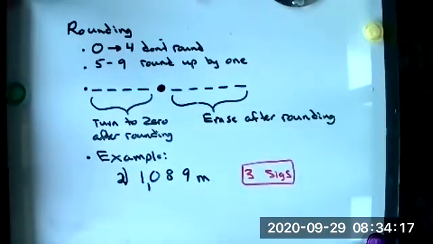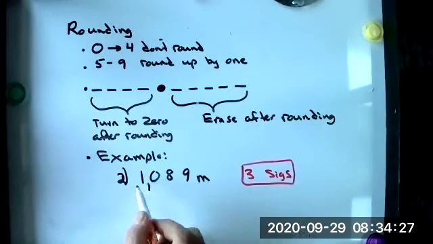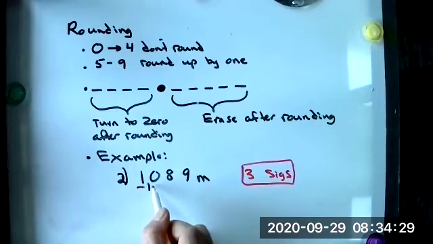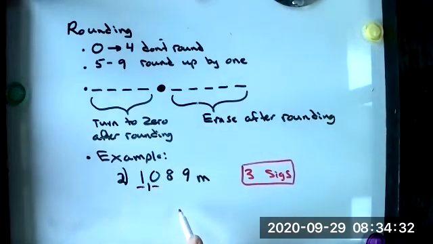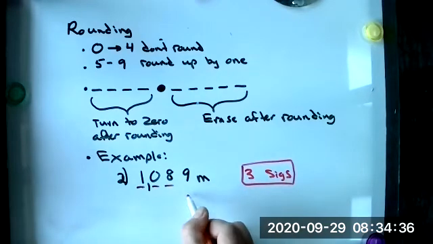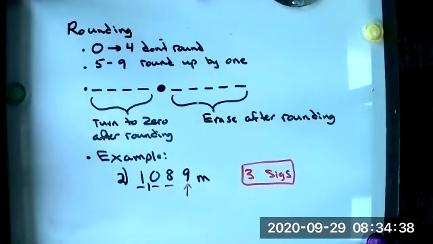And here's how I would do this. I'm going to start on the left. I'm looking for numbers 1 through 9. And there he is. There's the first of my 3 significant digits. So I identify him as the first one. Here comes the second significant digit. Here comes the third. Now I've got my 3. I'm going to play my rounding game with that 9.